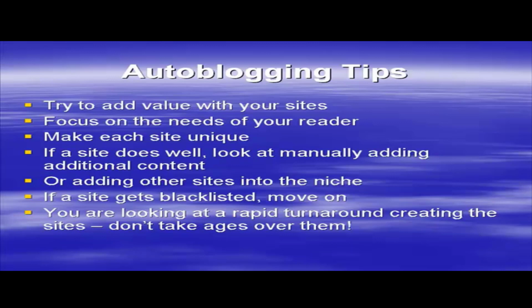And remember, with all these auto blogs, you're looking at a rapid turnaround. You're looking at creating sites very quickly and getting them out there. You don't want to spend 3 or 4 days creating a site. An hour tops. If you're looking at a network of 1,000 sites, if you spend an hour per site, that's 1,000 hours. So when you're doing this, always think about automation. How can you do things quicker and better and faster with less work? And the more you can think about that, then obviously the quicker you can create the sites.